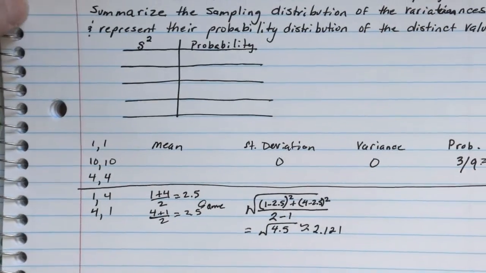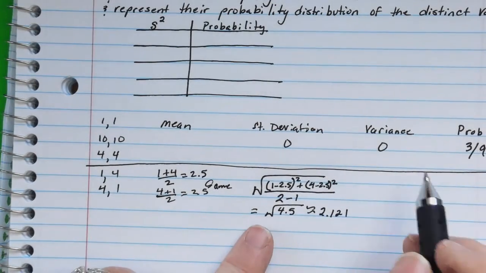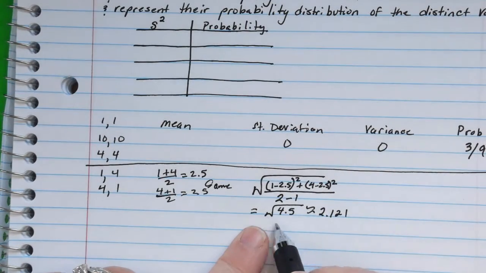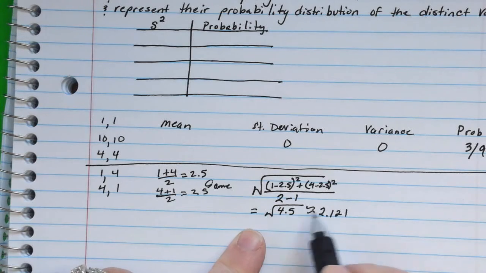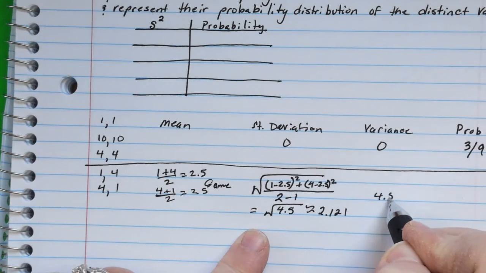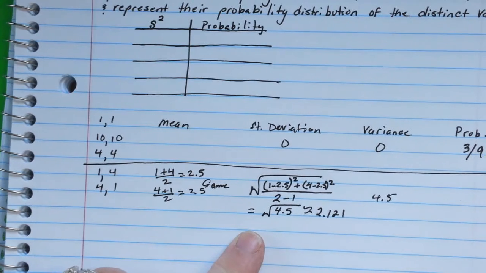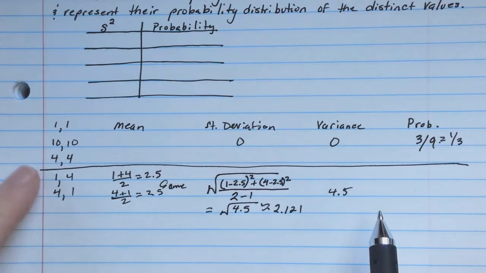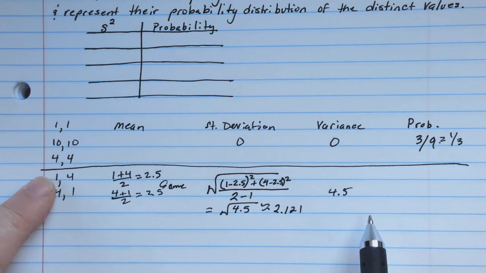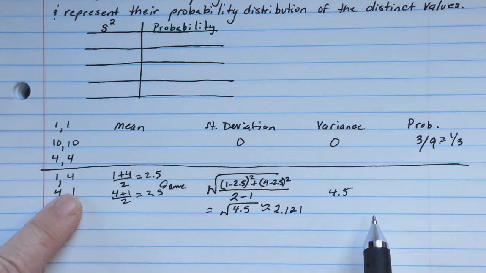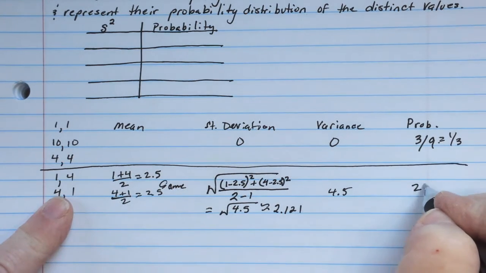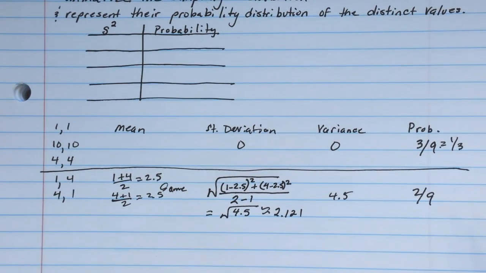Now, the variance is just the square of the standard deviation. So if you square the square root of 4.5, you would get 4.5. So your variance is 4.5. How often does this variance occur? It occurs for the samples 1 and 4 and 4 and 1. That's 2 out of our 9 samples. So the probability of getting a variance of 4.5 is 2 over 9.